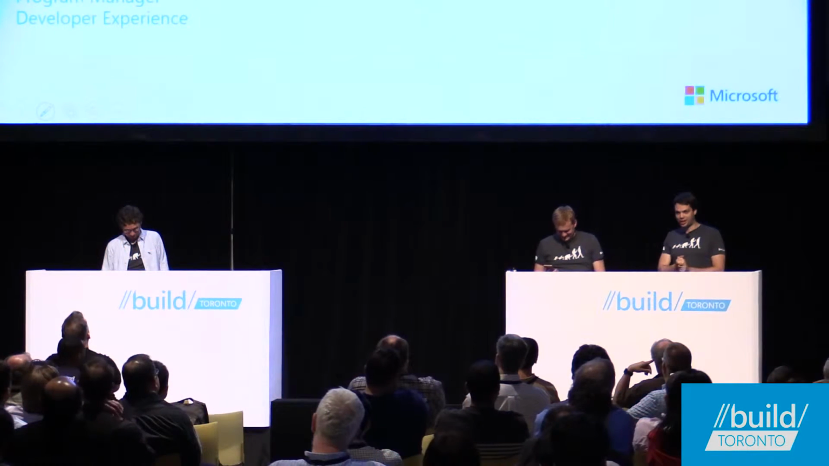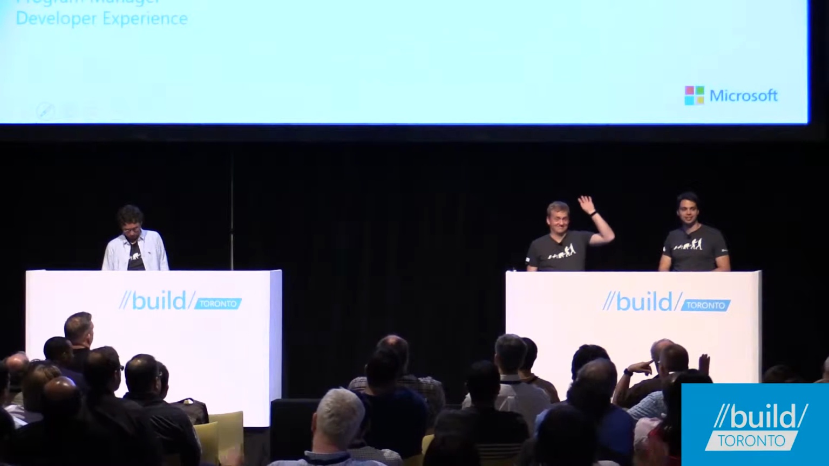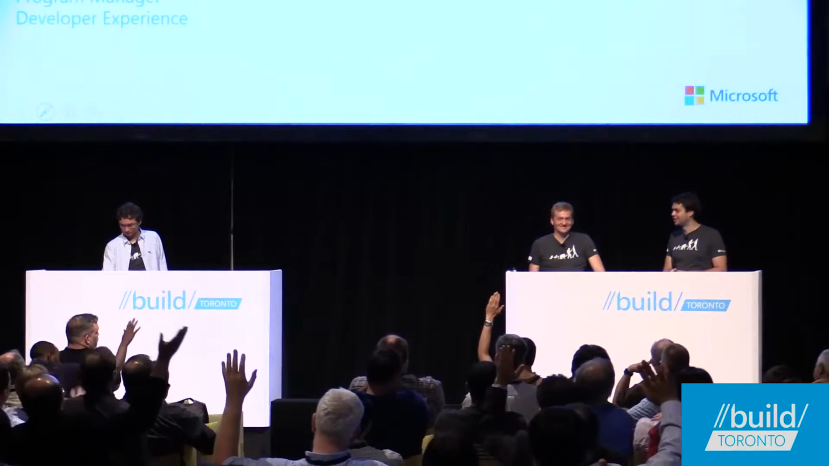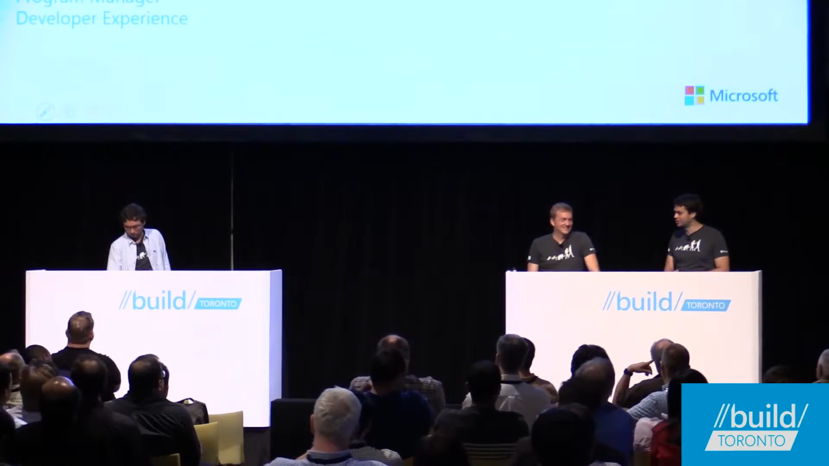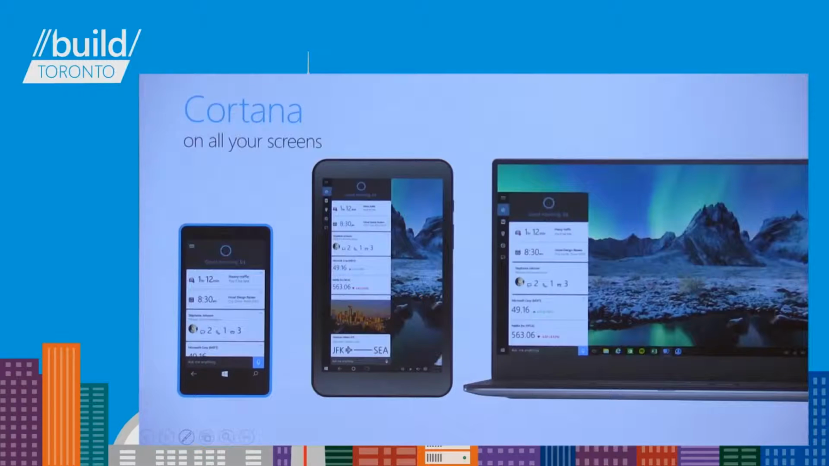So we're going to talk about Cortana. Who here knows what Cortana is? Awesome. All right, I guess we can just cancel the talk then. Okay. No. So we introduced Cortana for Windows Phone 8.1 around Build 2014, so about a little over a year ago.